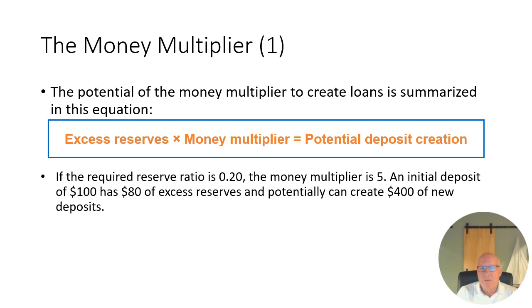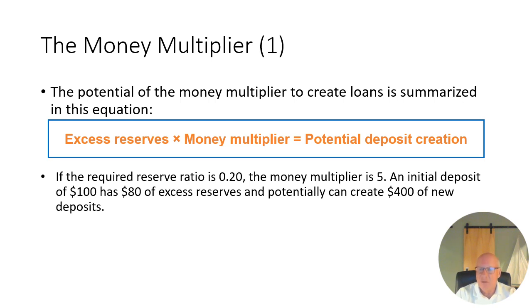Remember, the potential of the money multiplier to create loans is summarized in this particular equation. If you take your excess reserves, that means essentially money that's in a bank that is above and beyond the legal requirement, which means that it can be lent out. If you take that money and multiply it times the money multiplier, that gives you the total potential deposits that can be created. Now remember, the money multiplier itself is a formula. And that formula was what? 1 over the reserve requirement.